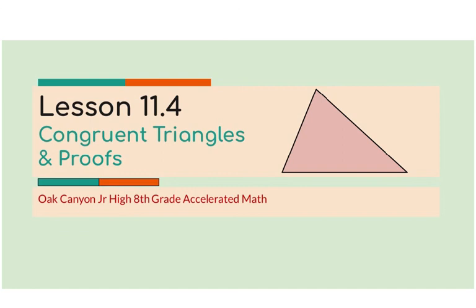Okay, you should now be ready to complete lesson 11.4. You should be able to fill in a proof by yourself. You should be able to use all of the triangle congruence tests and know when and how to use CPCTC. You need to know about vertical angles. You need to know about the reflexive property. You need to know the difference between saying two segments are congruent and the measures of segments are equal. So make sure that you've practiced that so that you're ready for the test.